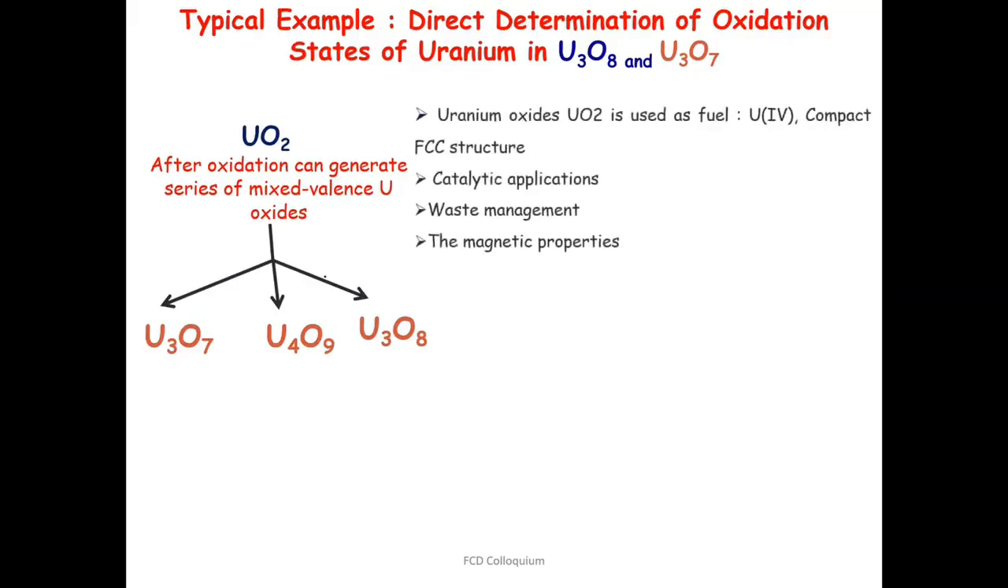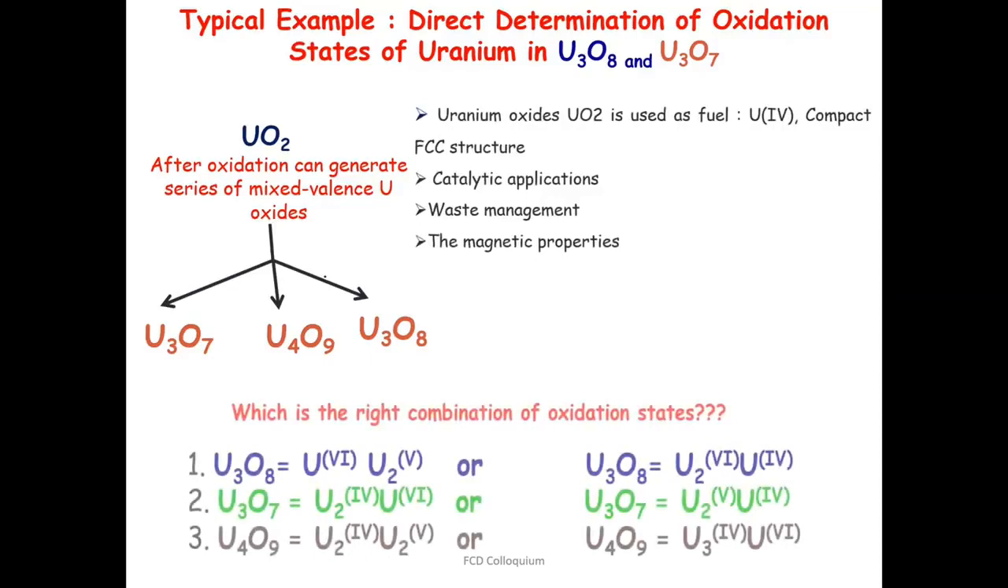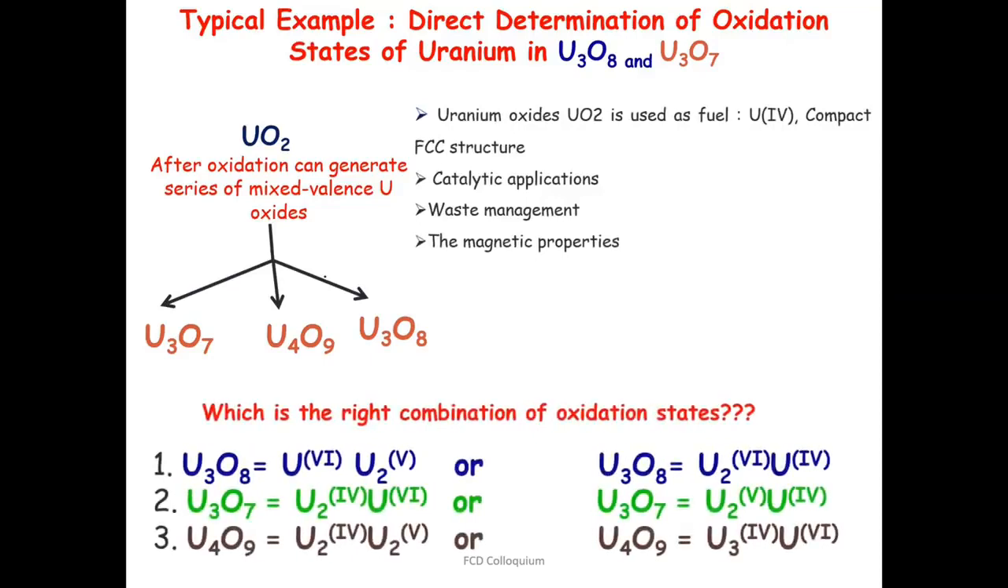And then when we record the TXRF spectra at different energies, we get the speciation information, which may be very useful with a small amount of sample. Here I have tried to show, if you see U3O8 and look at the charge balance, it may be a mixture of uranium-6 and uranium-5, or another possibility is a mixture of uranium-6 and uranium-4, on the basis of charge balance. Similarly, U3O7 can be a mixture of uranium-4 and uranium-6, or a mixture of uranium-5 and uranium-4. Similarly, U4O9 can be a mixture of uranium-4 and 5, or a mixture of 4 and 6.